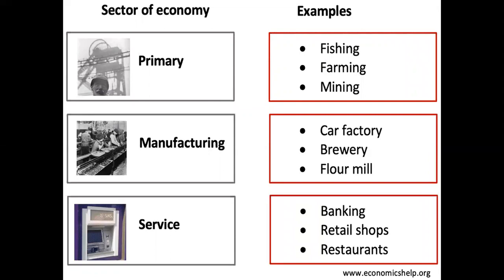But when they really manufacture the car in the factory, like at a Volkswagen factory or Isuzu factory, then that will be your secondary sector. And the third one is the service sector, that will be your tertiary sector. Examples there are banking, retail shops, restaurants, wholesalers, etc.